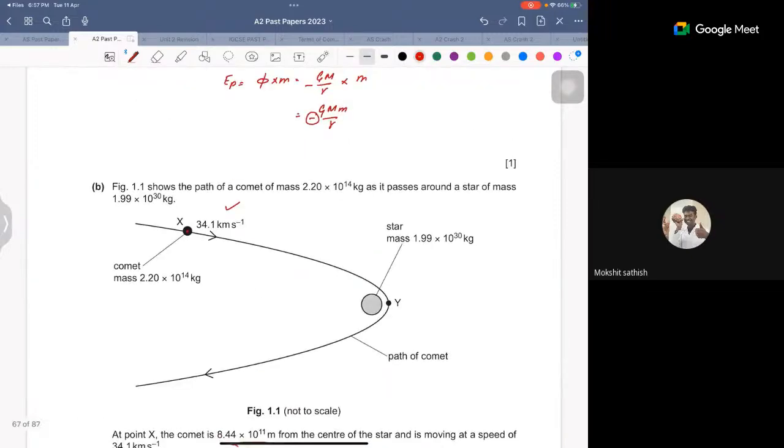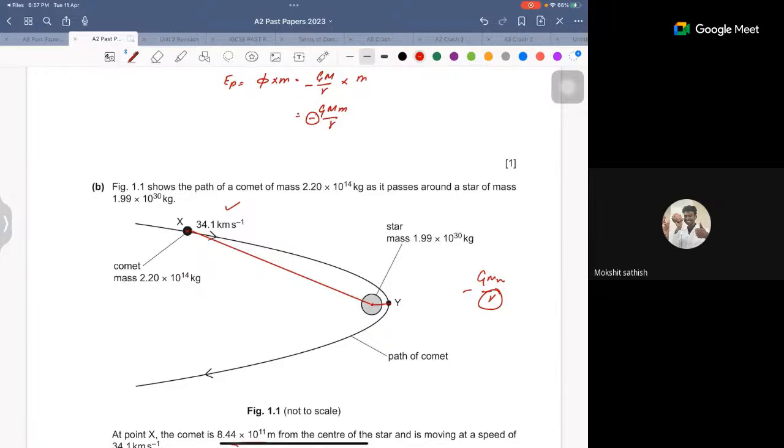No. For the formula GMm over R, this R is the distance from the center of one object to the center of the other. Like this is from here to here. It includes the radius. Same goes for this one. So my question is why can't we take the value as it is? Why do we need to find the difference?